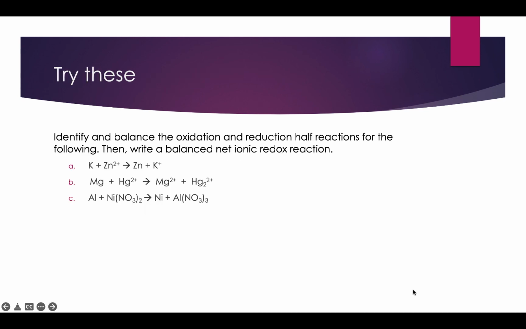Here's some to try on your own. First, identify and balance the oxidation and reduction half reactions, then combine them to write a balanced net ionic redox reaction. Notice in C, you're going to have to eliminate some spectator ions before proceeding. Pause the video here, and when you come back, I'll reveal the answers.